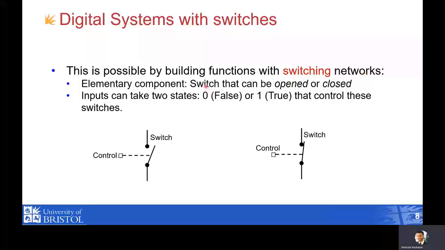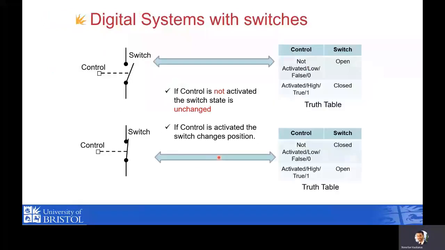Now, a switch is an elementary component. It has only two states, 0, or commonly called false, and 1, which in these examples is mapped to true. 0 is mapped to an open switch when no control is applied. And when you apply control to it and you close the switch, then we say that we got 1, or true. Now, by using this elementary component, the switch, we can actually create digital systems.